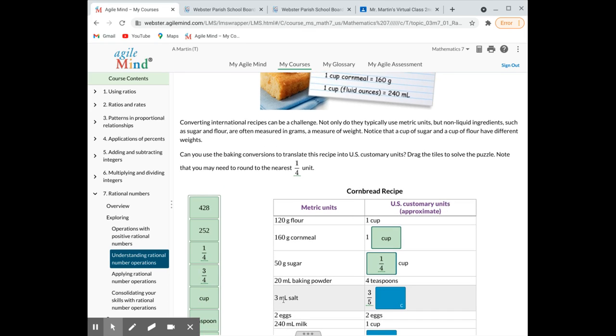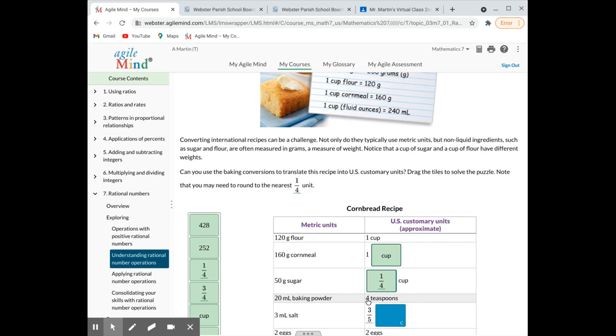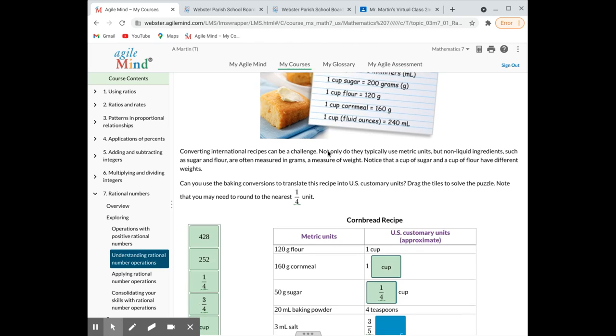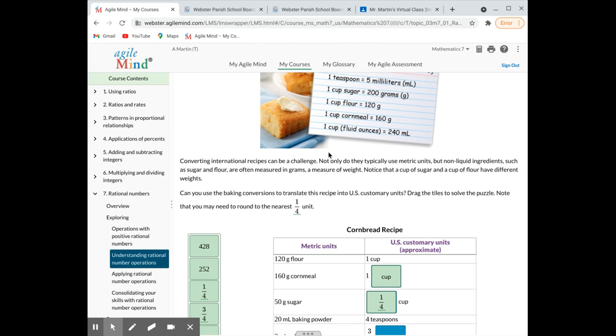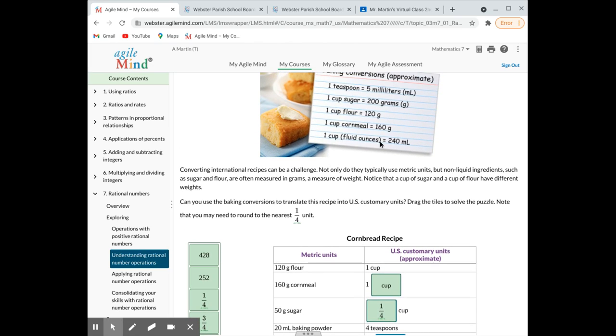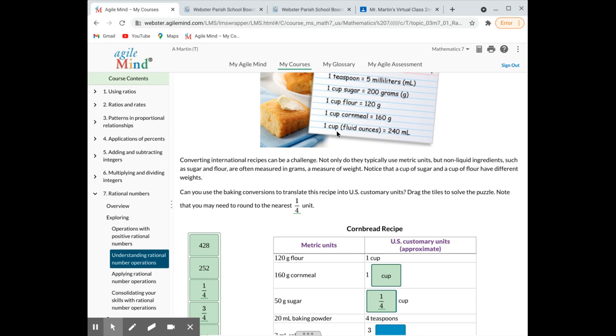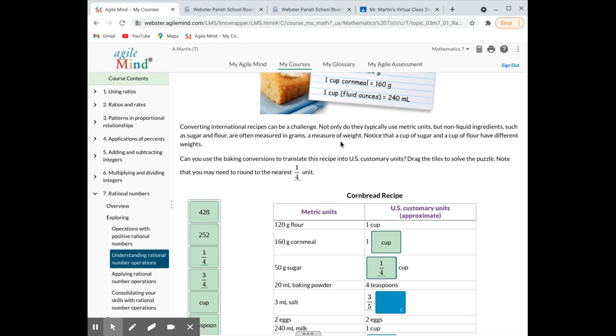So the next one says 3 milliliters of salt is equivalent to 3/5 something. So let's see. Salt, salt, salt. I don't see salt. Do y'all see salt? No, I don't see it. Oh, there's milliliters is equal to 1 cup. 240 milliliters is equal to 1 cup.